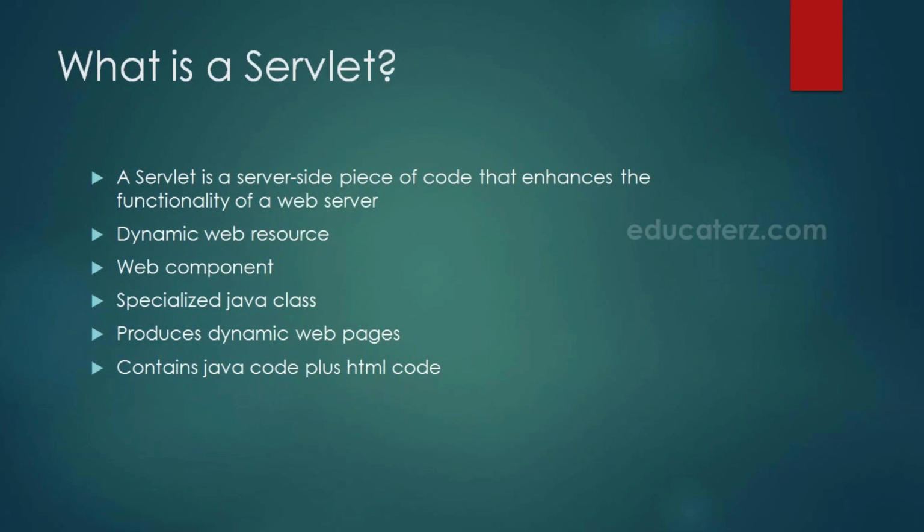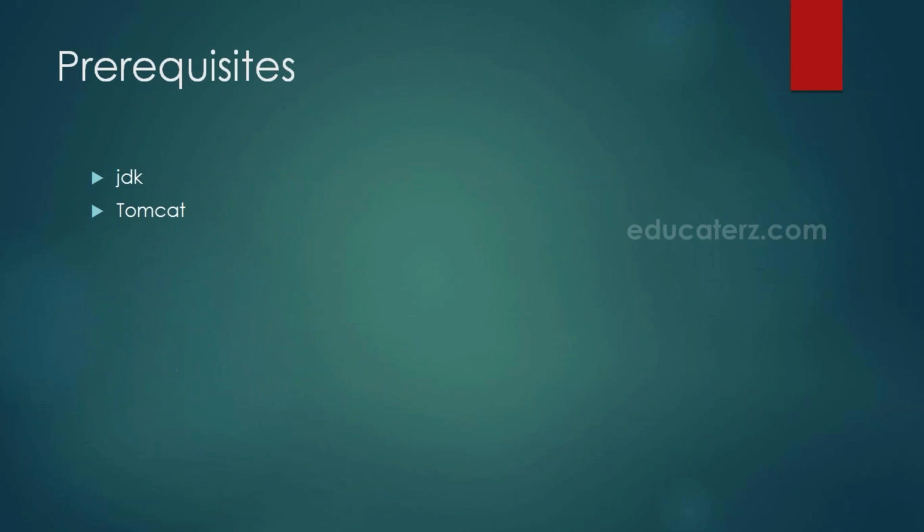for all the users. And moreover, a servlet contains Java code plus HTML code. Within the Java methods, we pass the HTML content inside the Java methods. So that is the reason we say a servlet contains both Java code and HTML code.